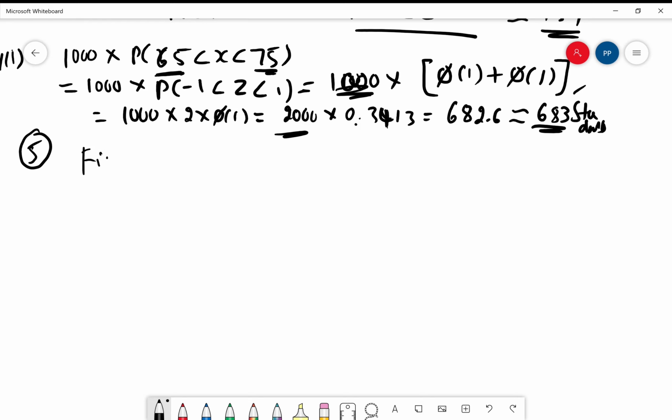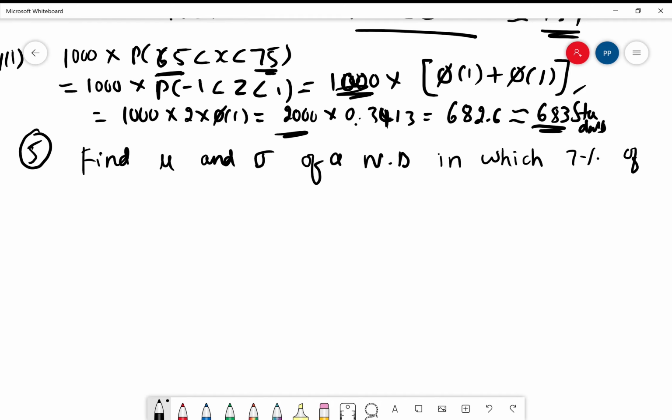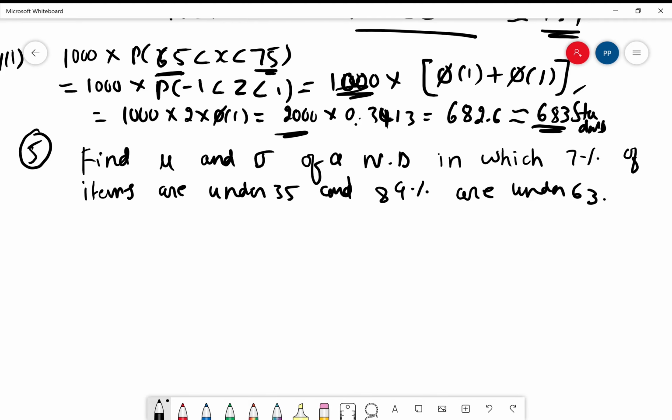Find the mean, that is mu, and standard deviation sigma of a normal distribution (ND means normal distribution) in which 7% of items are under 35 and 89% are under 63. Okay. Now, the data given is this.